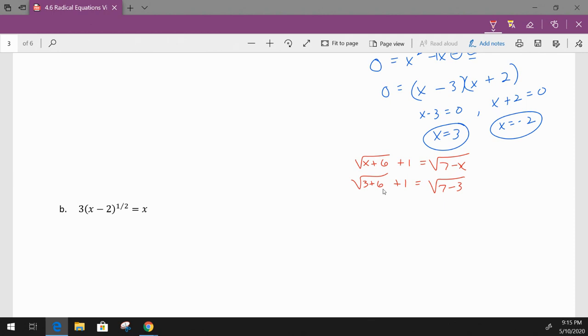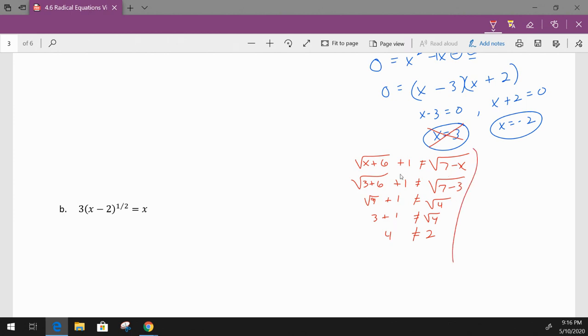So 6 plus 3 is 9. The square root of 9 is 3, plus 1 does equal 4. On the right side, if I take 7 minus 3, I get 4, but the square root of 4 does not equal 4. It equals 2. So positive 3 is not a solution. It does not work when you put it back into the original equation.